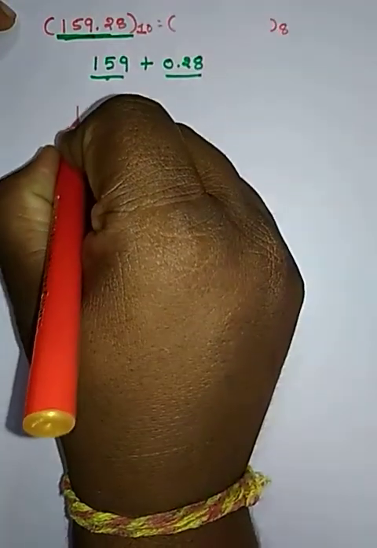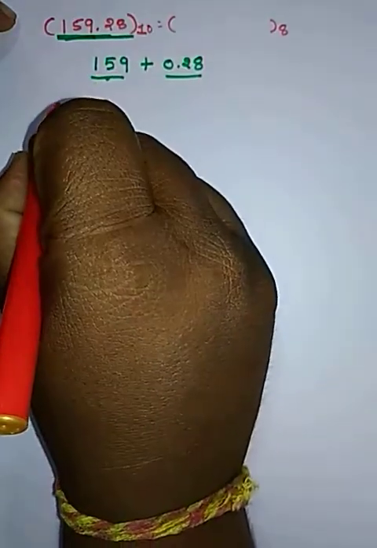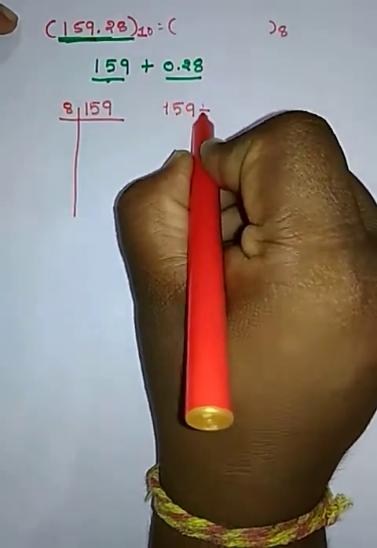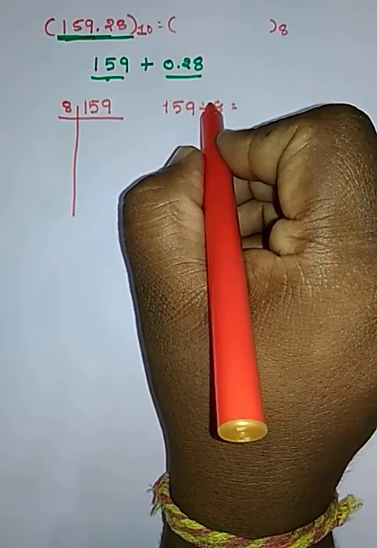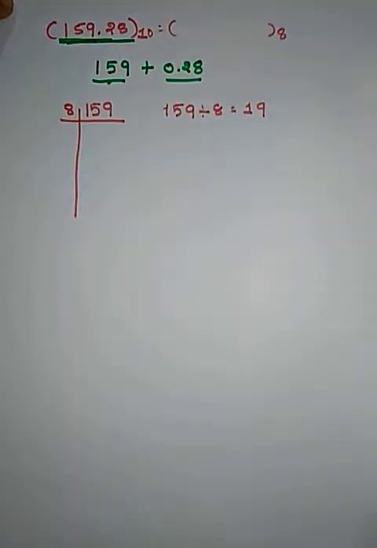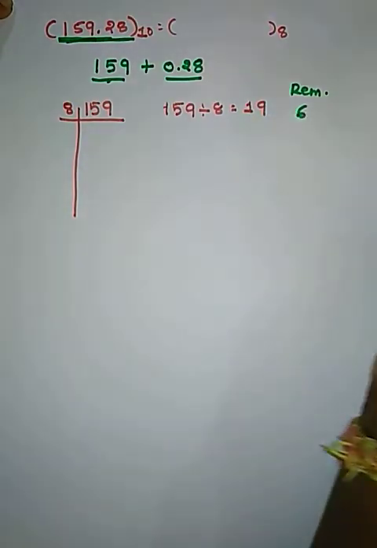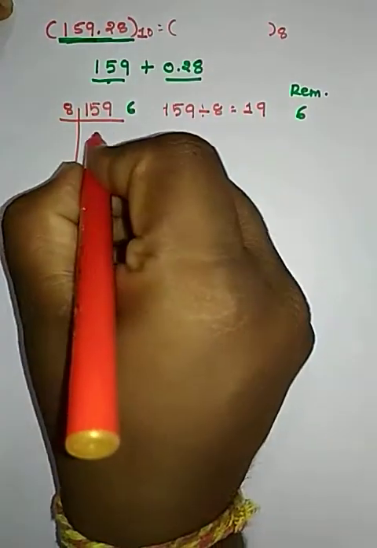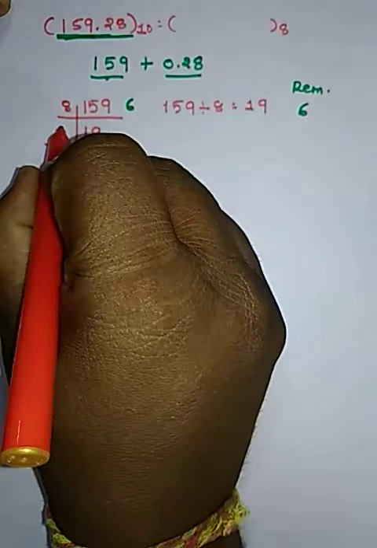So first, 159 divided by 8. What will be the answer? 19. What is the remainder? It's a 6. This 6 is to be written here. Here we have to write 19. Again this number is not less than 8, so we have to continue the procedure.